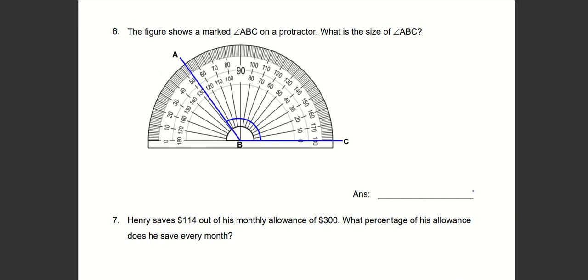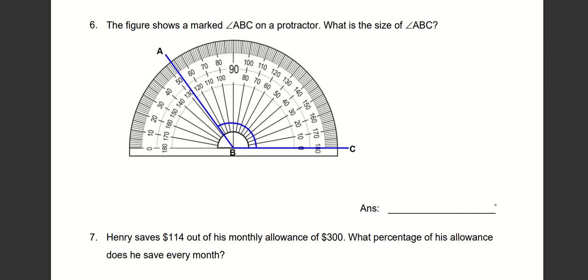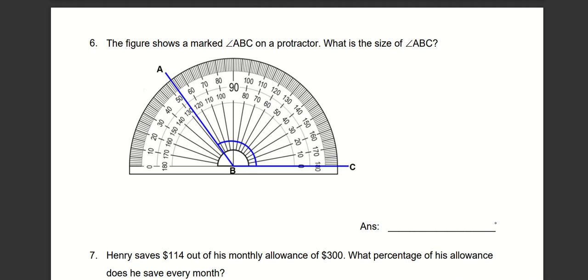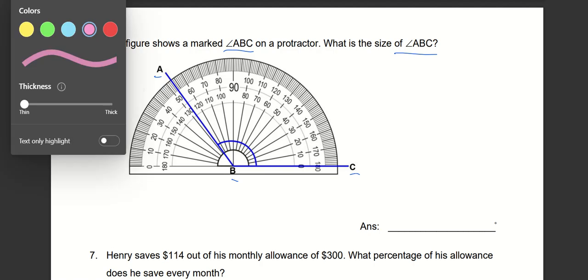The first one is on using a protractor and reading the size of angles. We are looking at the marked angle ABC on the protractor given. The size of the angle: A starts here, B here, and C. So we're looking at the turn that is labeled.